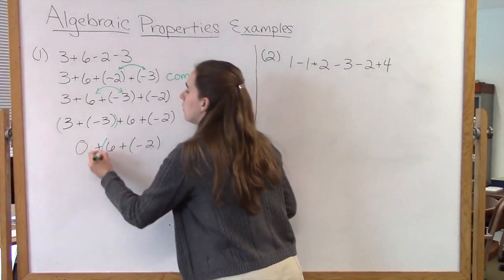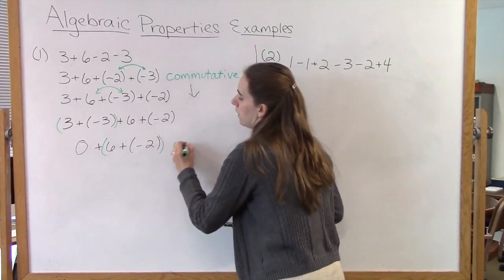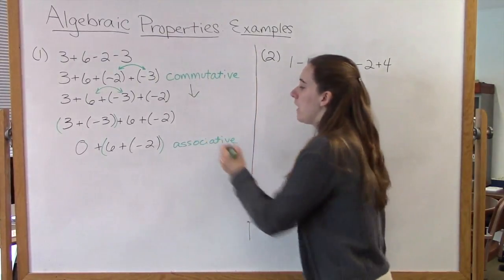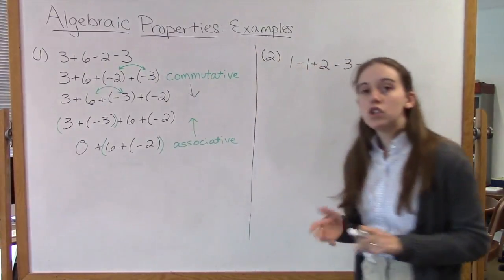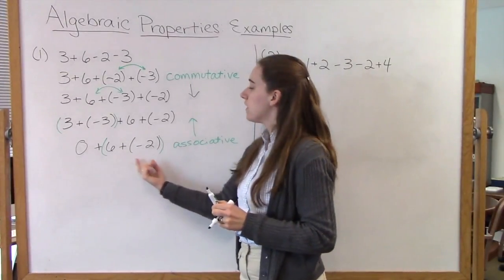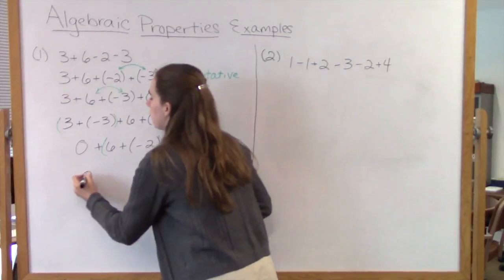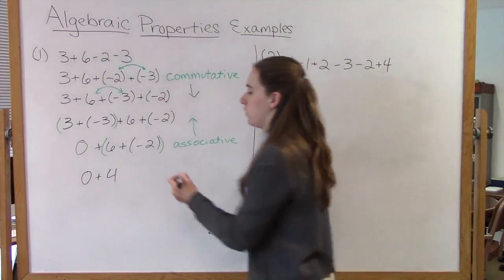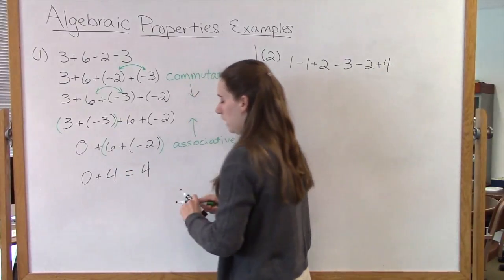Again, using the associative property, I know that I can choose any two numbers to start my adding as long as they're together. So the 6 and the negative 2 is going to give me 4. So now I have 0 plus 4. Well, that's just 4. So that's our final answer.